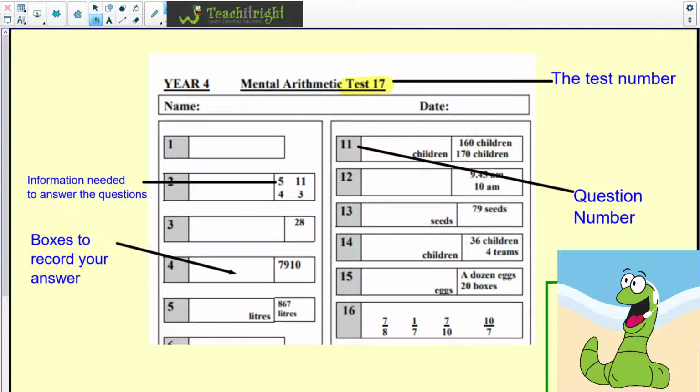So hopefully you've managed to do all 20 questions. What you can do now, if you want to, is pause the video and double check that you've managed to answer all those questions using the information down the side as well. But now I'm going to reveal those answers to you. So let's have a little look.